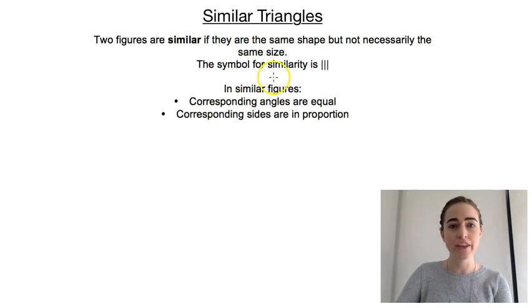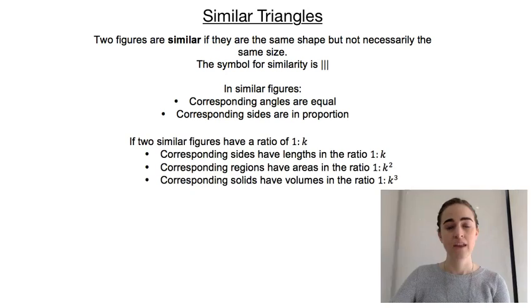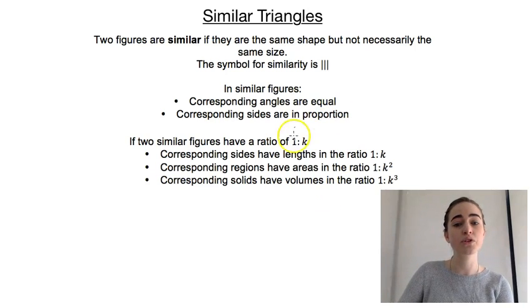Now if we have figures that are similar, that means that their corresponding or their matching angles are equal and their corresponding sides are in proportion. So that means, for example, if one side length had tripled in length, then all the other side lengths must have tripled in length as well. If we have a closer look at that proportion or that ratio, like we said, if our similar figures have a ratio of 1 to k, so for example, 1 to 2, that would mean that every side length in the first shape had doubled in the second shape. So the side lengths have that same ratio.